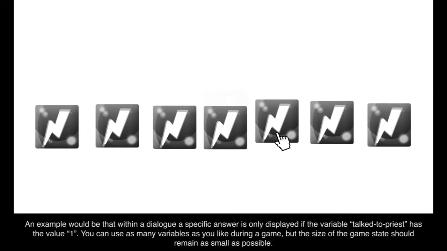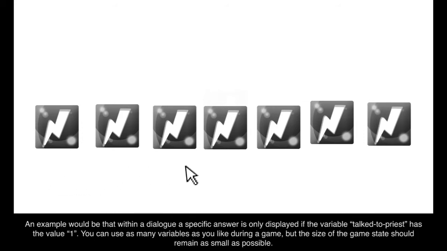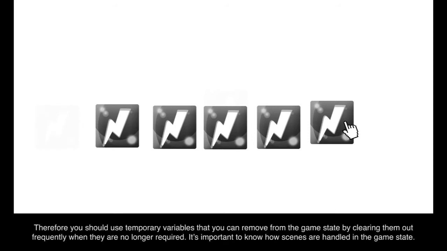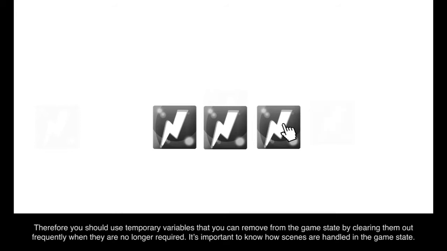An example would be that within a dialogue, a specific answer is only displayed if the variable Talked to Priest has the value 1. You can use as many variables as you like during a game, but the size of the game state should remain as small as possible. Therefore, you should use temporary variables that you can remove from the game state by clearing them out frequently when they are no longer required.